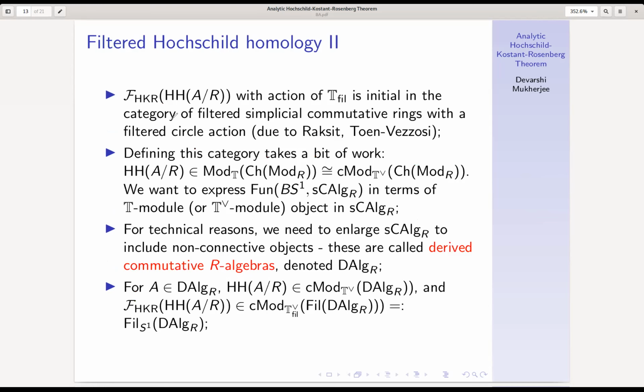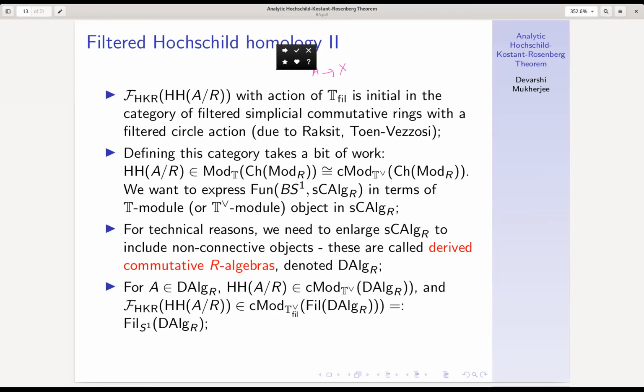Okay, now, as I described previously, the usual Hochschild complex came with a certain universal property. It was initial: if you had a map from here to any simplicial object, then this always extended uniquely to a map from the Hochschild complex to that. And a similar universal property also holds for this filtered Hochschild complex. So this HKR filtration, which comes from this truncation, is the initial one with the action of the filtered circle.